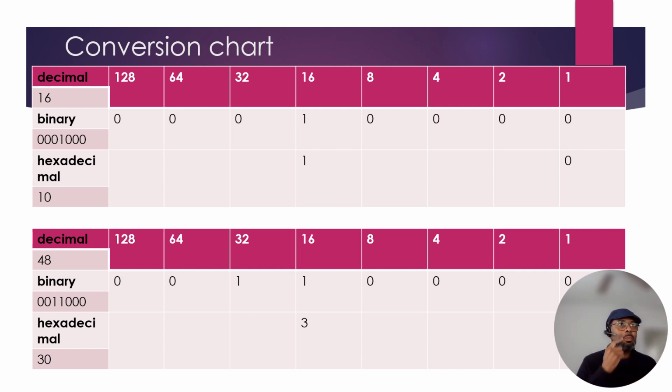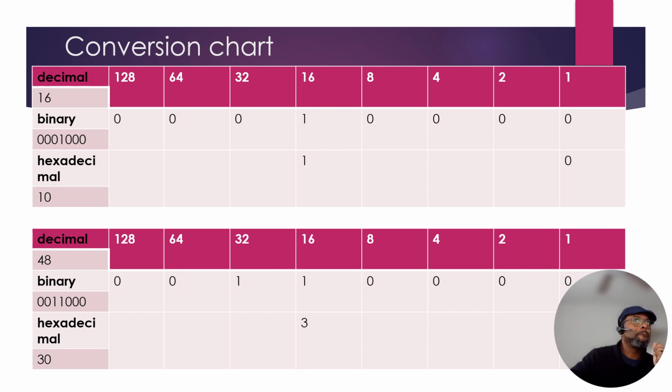So the 16th place slot is 1. The ones place slot is 0. So the hexadecimal reads 1 0. Don't read it as 10, you confuse yourself. Read it as the 16th slot is 1, the 1 slot is 0. Next number, do the same thing.